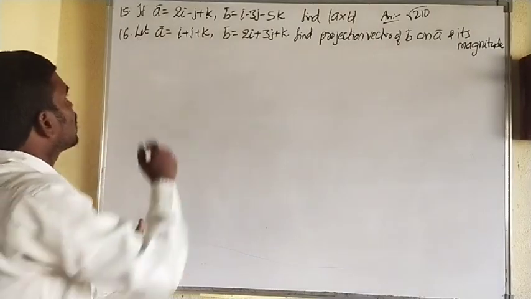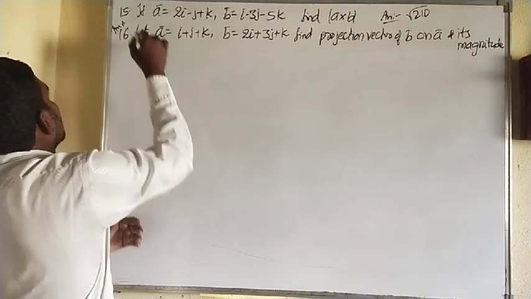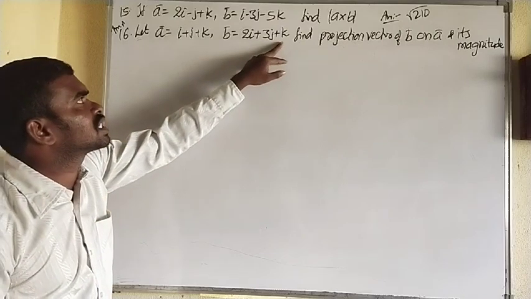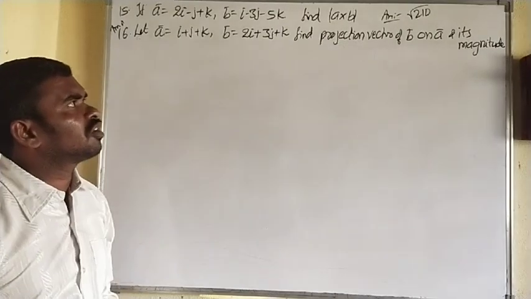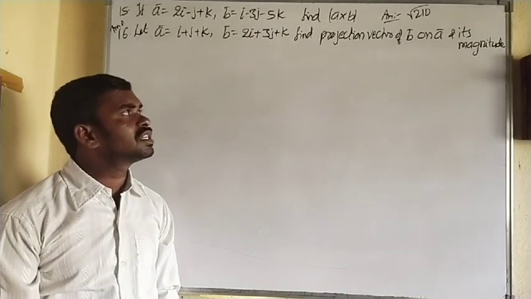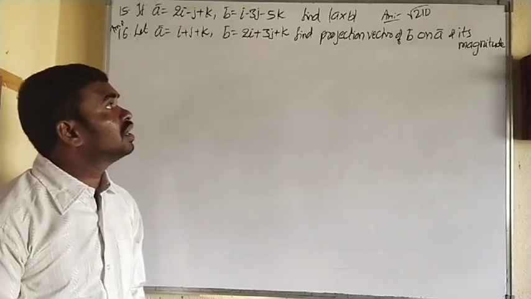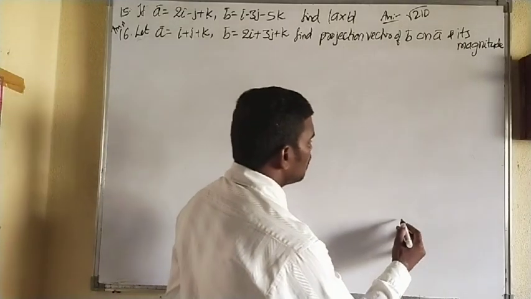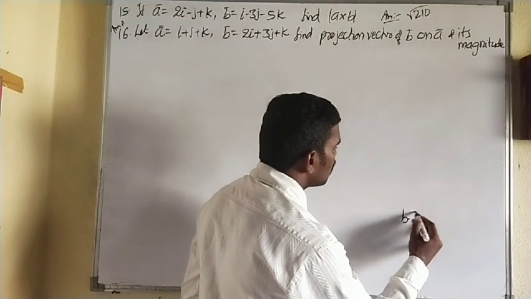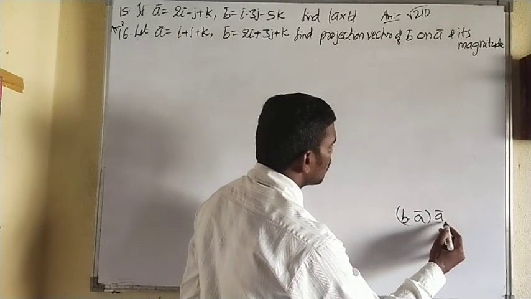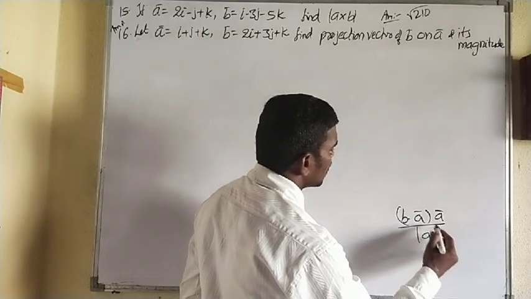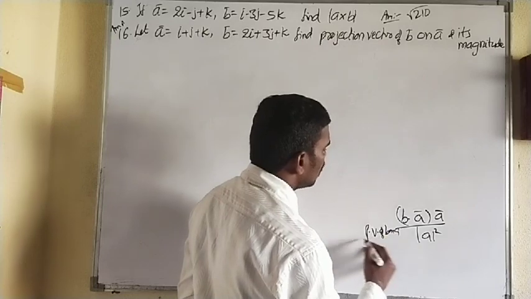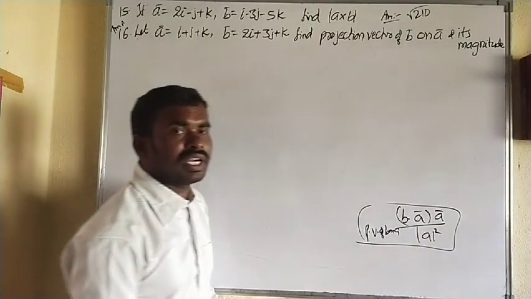This is an important problem. Let a bar equal i plus j plus k and b bar equal 2i plus 3j plus k. Find the projection vector of b bar on a bar and its magnitude. How can we find the projection vector of b on a? The formula is (b bar dot a bar) into a bar by mod a square. Am I right? This is the projection vector of b on a. On a means a should be in the denominator.